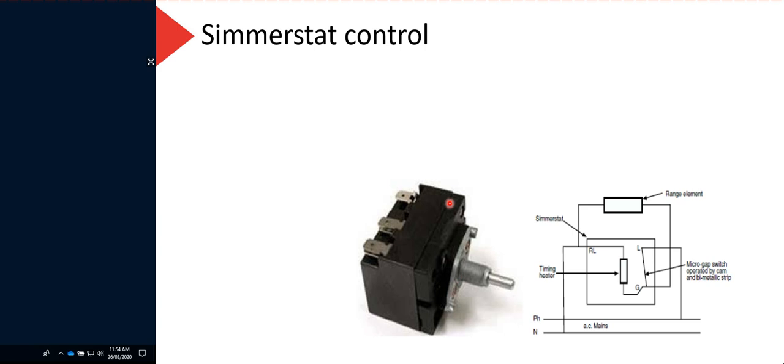And here's a picture of a Simmerstat and the diagram there. So there's our timing heater, bimetallic strip, and so on and so forth, and providing power to the range element there.